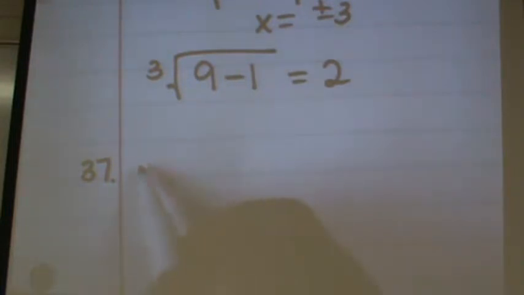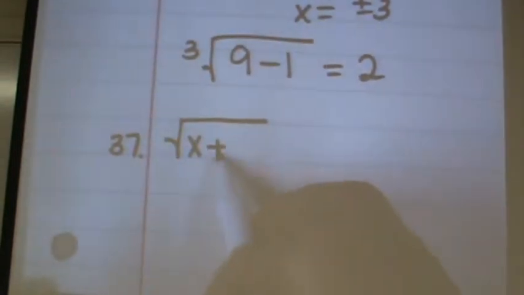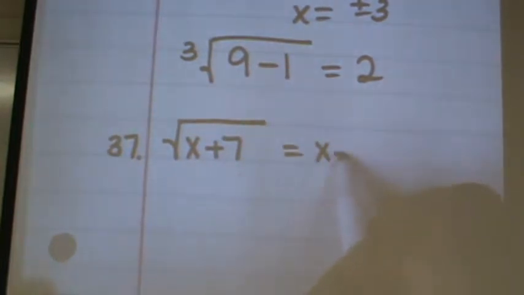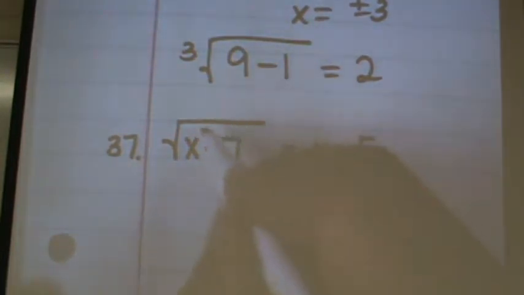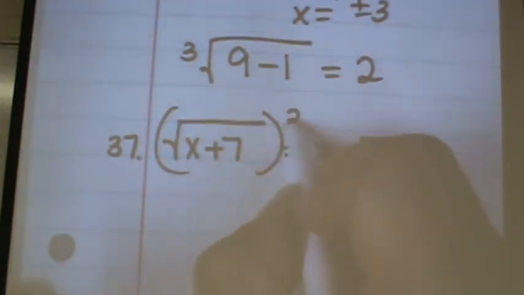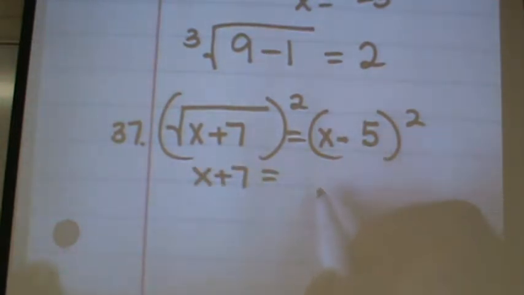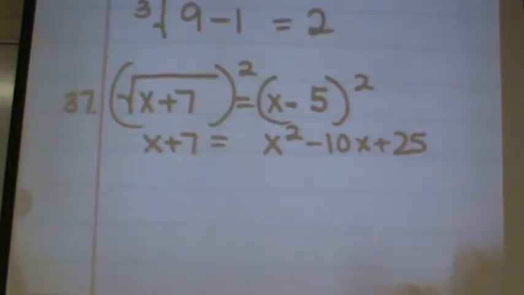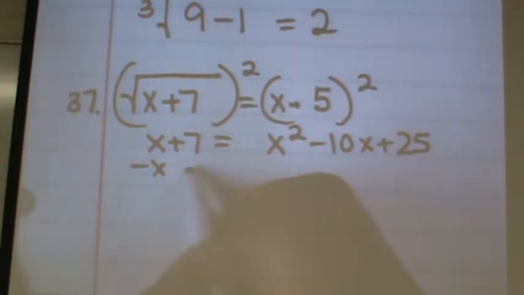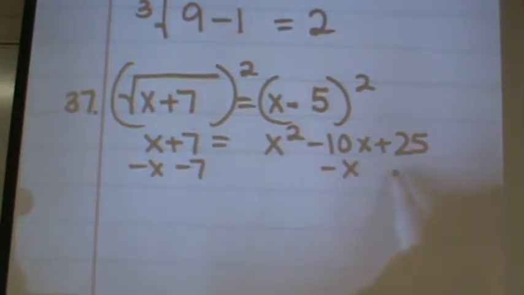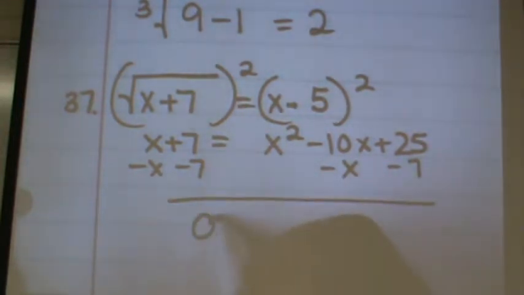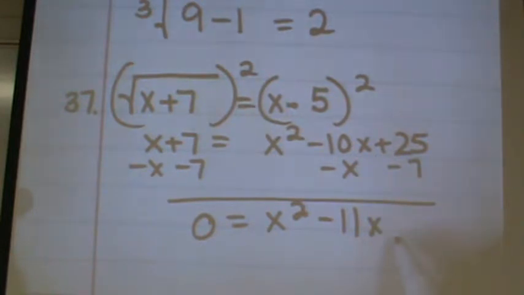37 is the square root of x plus 7 is equal to x minus 5. Now this one we have to square both sides. So when you square this side, you just get x plus 7. But on the right side, you have to FOIL this. You get x squared minus 10x plus 25. Now you're going to want to get a 0 on one side. So we're going to subtract x and subtract 7. So 0 is x squared minus 11x plus 18.